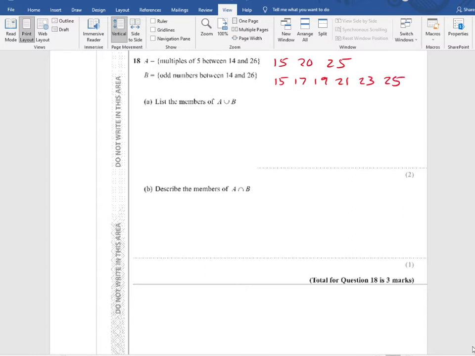List all the numbers that are in A or B. So that's going to be everything there. Let's go back a bit. So it's going to be 15 and the 17 and the 19 and the 20 and the 21 and the 23 and the 25. Describe the members of A or B.